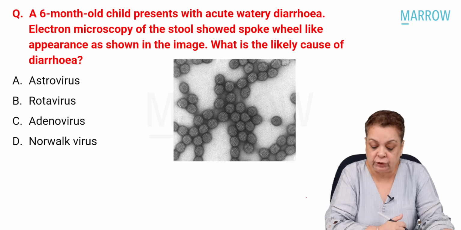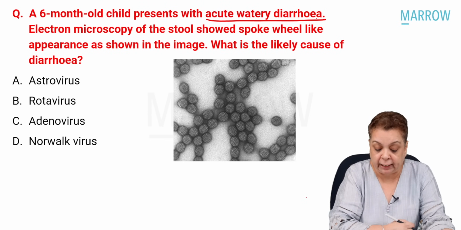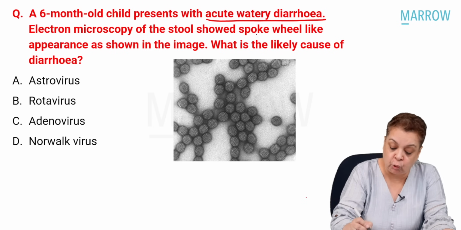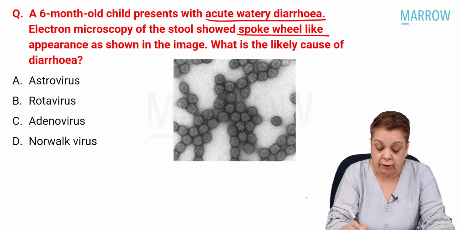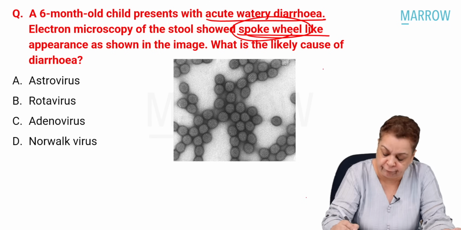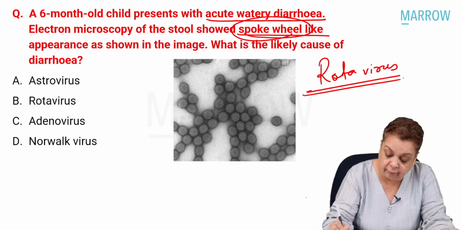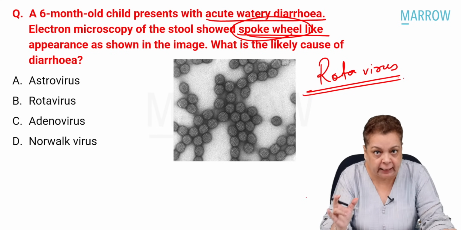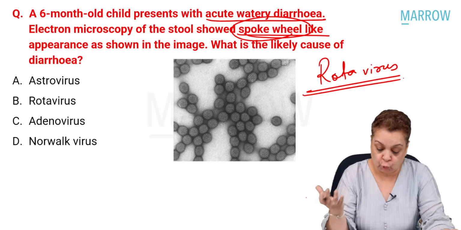A 6-month-old child presents with acute watery diarrhea. Electron microscopy of the stool showed spoke-wheel-like appearance as is shown in this image. So this is mentioned out here, spoke-wheel-like. So this is definitely rotavirus. Rotaviruses have a wheel-like appearance. Okay, wheels rotate. That's the reason they are named as rotavirus.